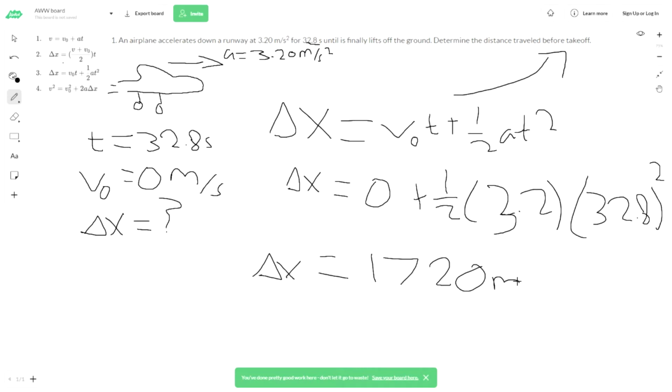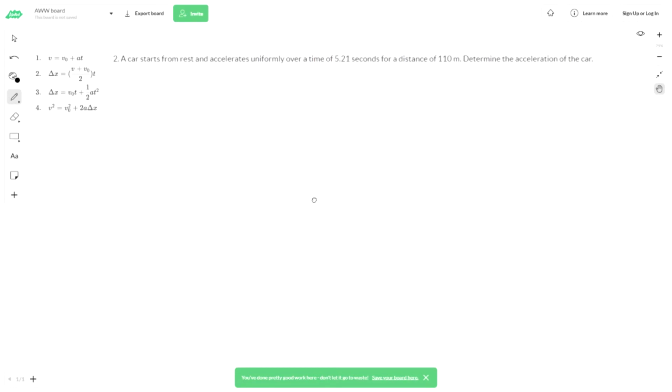And again, we want to leave this in 3 sig figs, because any more than that could be inaccurate, and that is typical convention. Alright, now moving on to number 2.